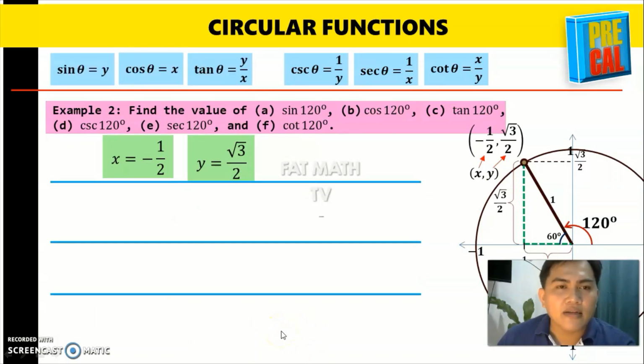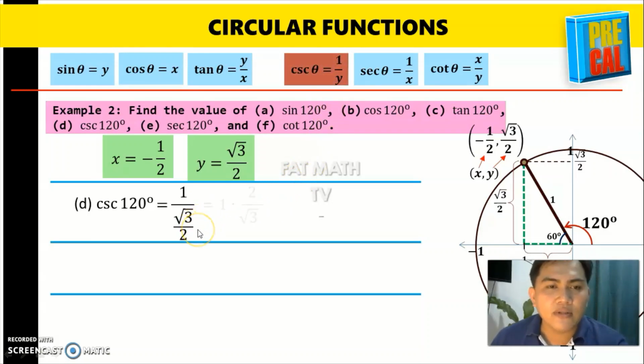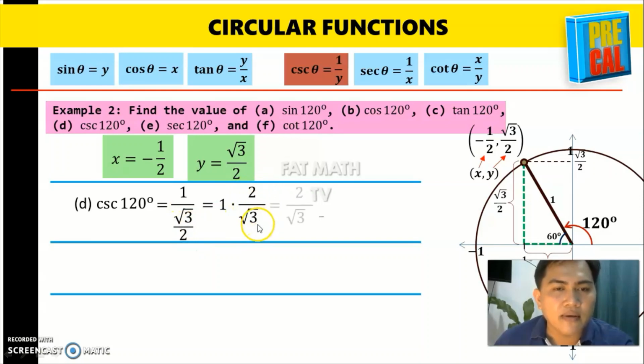How about the three others? Cosecant of 120 degrees, so that's 1 over y. So that's 1 over square root of 3 over 2. So that is the same as 1 times the reciprocal of this, that is 2 over square root of 3. And then rationalize the denominator by multiplying square root of 3 to both the numerator and denominator.